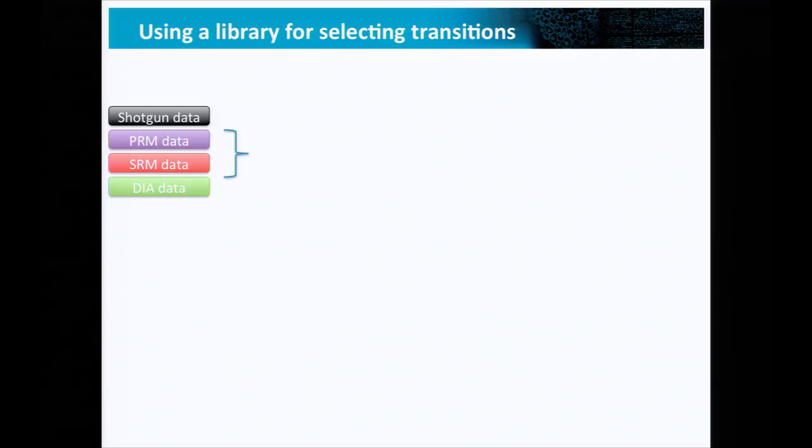And how do we get to this? Well, we can start to get to a spectral library. We can start from shotgun data, PRM data. There are even ways of getting from SRM data, so something called SRM triggered MS2. Nowadays, you can even start from data-independent acquisition and try to search it.